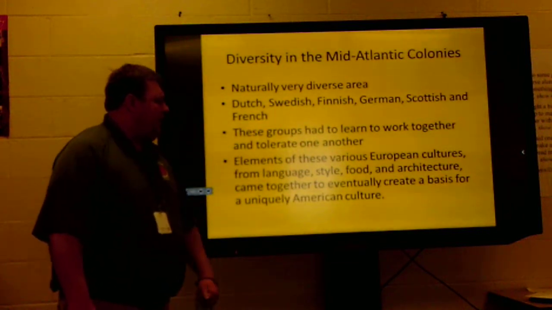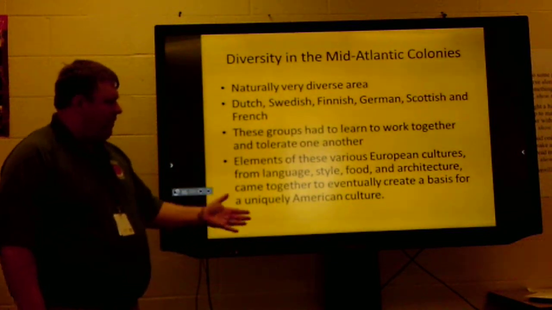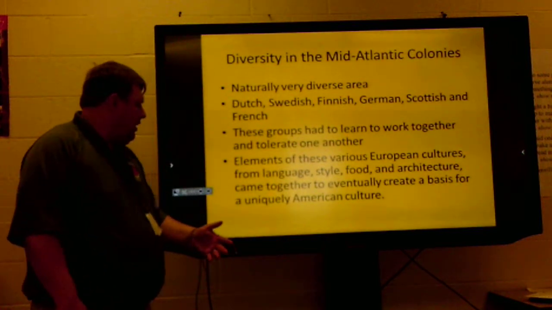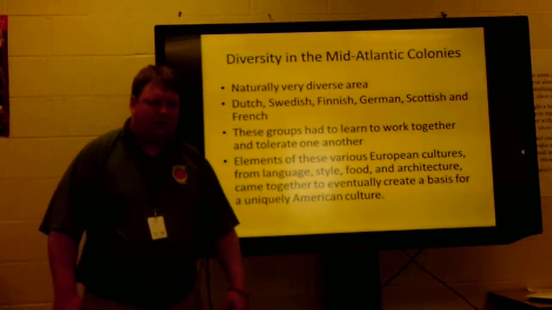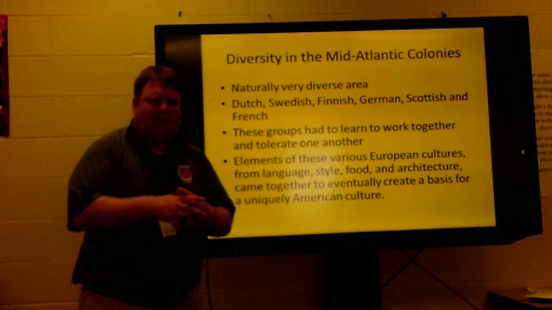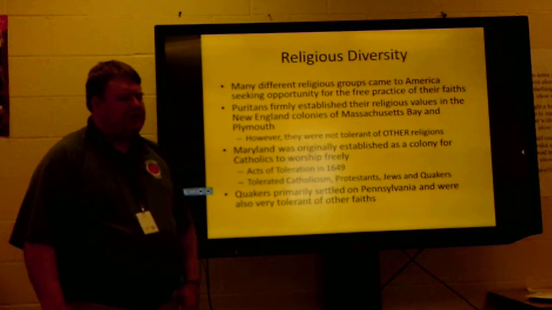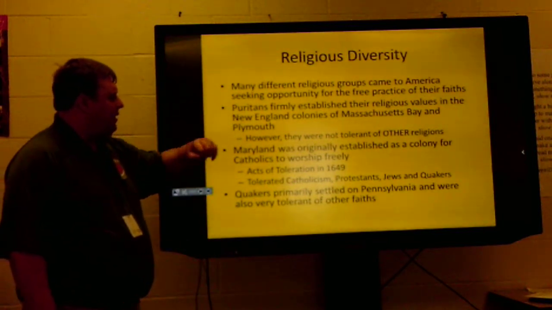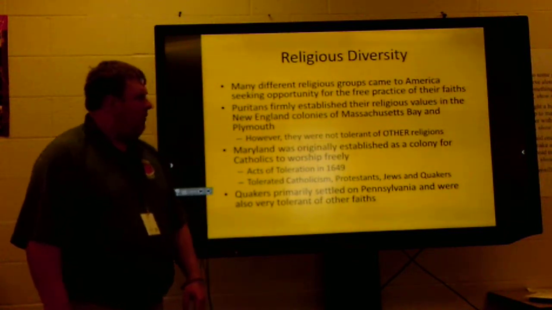Elements of these various European cultures, from languages, their style of dress, their food, their architecture, that is the way they build houses, came together to eventually create a basis for a uniquely American culture. So all these different cultures begin to blend together and create a very unique culture right here in America. There was also a lot of religious diversity. They brought their religions with them as well from their different countries. Many different religious groups came to America seeking opportunity for the free practice of their faith.